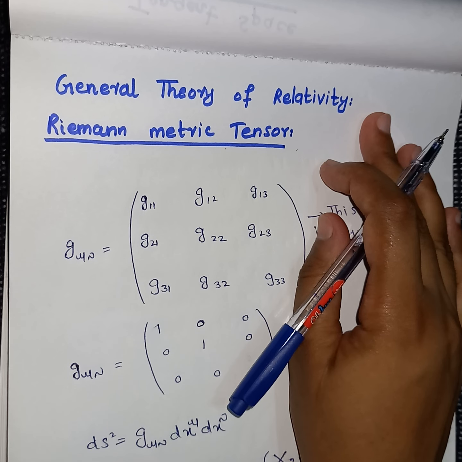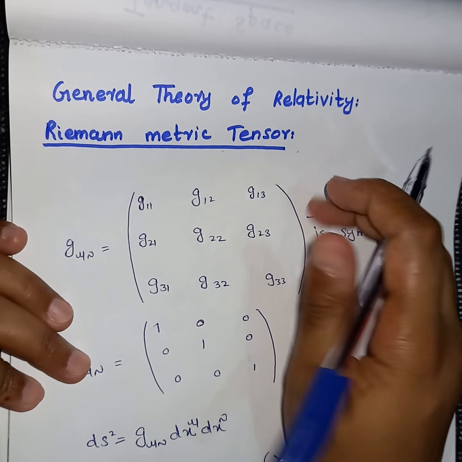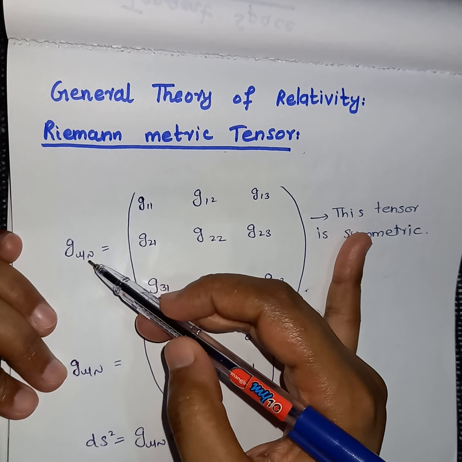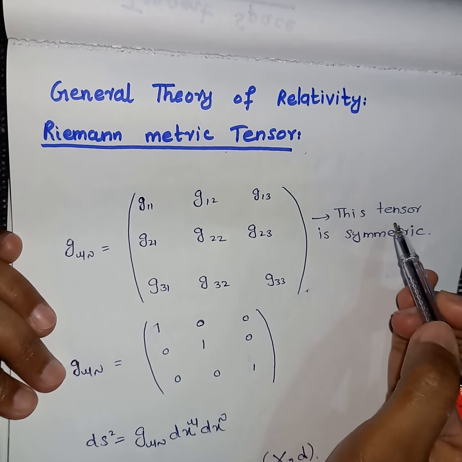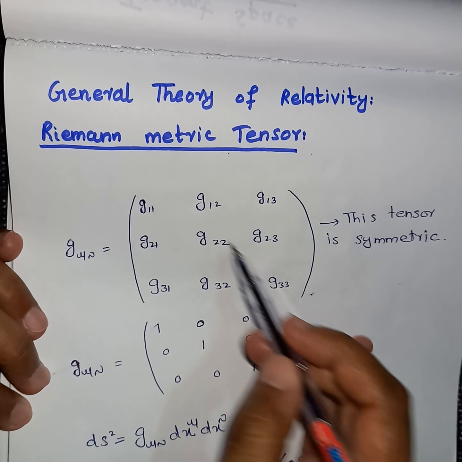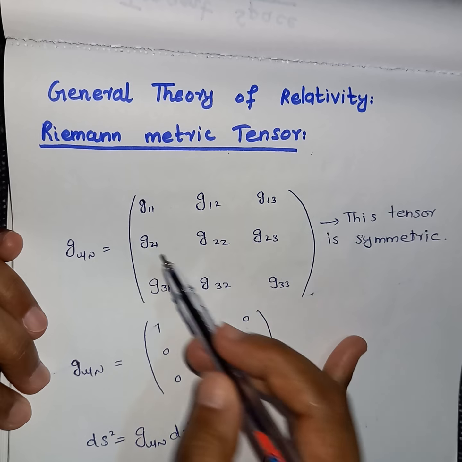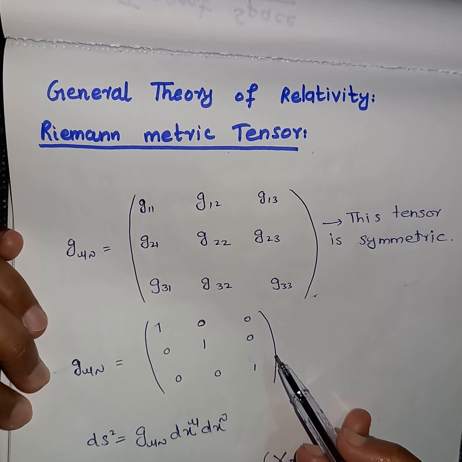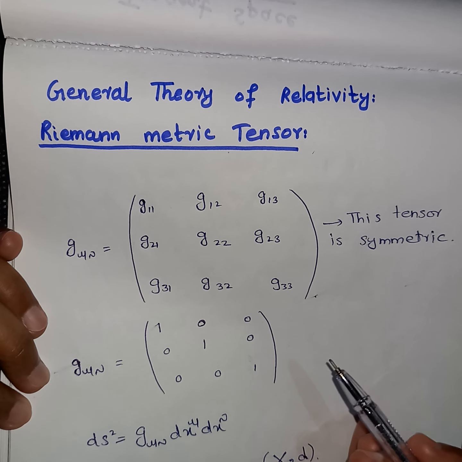Hello everyone, in this lecture I will discuss the Riemann metric tensor. The Riemann metric tensor is represented as G mu nu, that is equal to this one, and this tensor is symmetric. And if we take all the diagonal entries equal to 1 and off-diagonal entries equal to 0, then we get this one, and this is actually the metric tensor, or Riemann metric tensor, in Euclidean space.